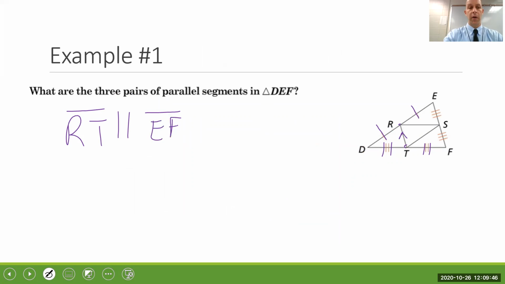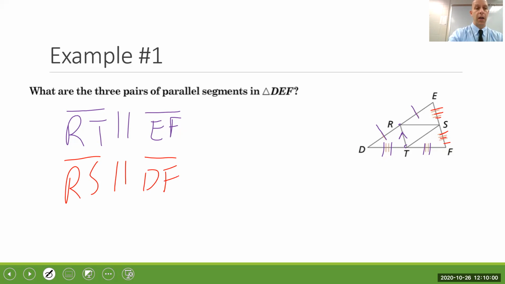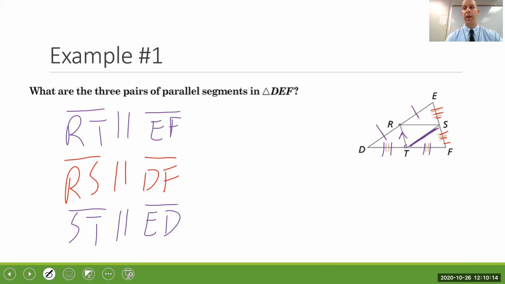And also, we also know that S is a midpoint of the third side. So then that implies that RS is parallel to segment DF. And of course, we have one more here, and that's this segment right here. So we'll say that segment ST is parallel to segment ED. So we had three midpoints, so therefore we'll end up with three midsegments of the triangle.